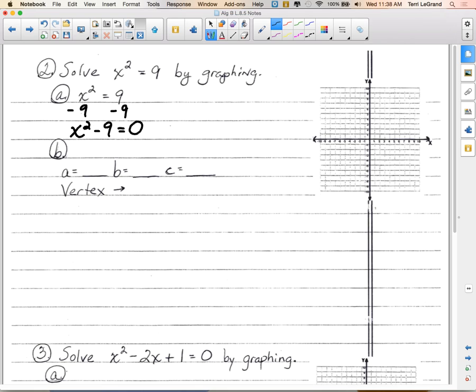Okay, and then how do we start step B? Pardon? Don't we have to set it equal to y instead of 0?